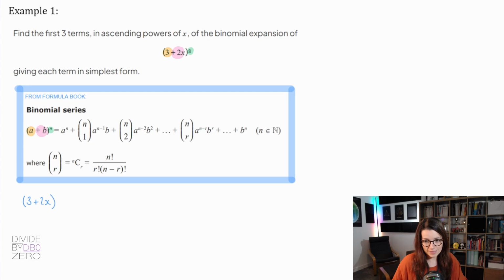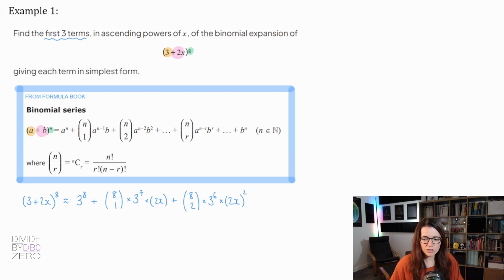So (3 + 2x)^8 is going to be approximately equal to a to the power of n, so 3^8, plus 8 choose 1 times 3^7 times 2x, plus 8 choose 2 times 3^6 times (2x)^2. And then that will actually be the first three terms, but I'm just going to show you the next one so we can talk about the pattern. The next one would be 8 choose 3 times 3^5 times (2x)^3.